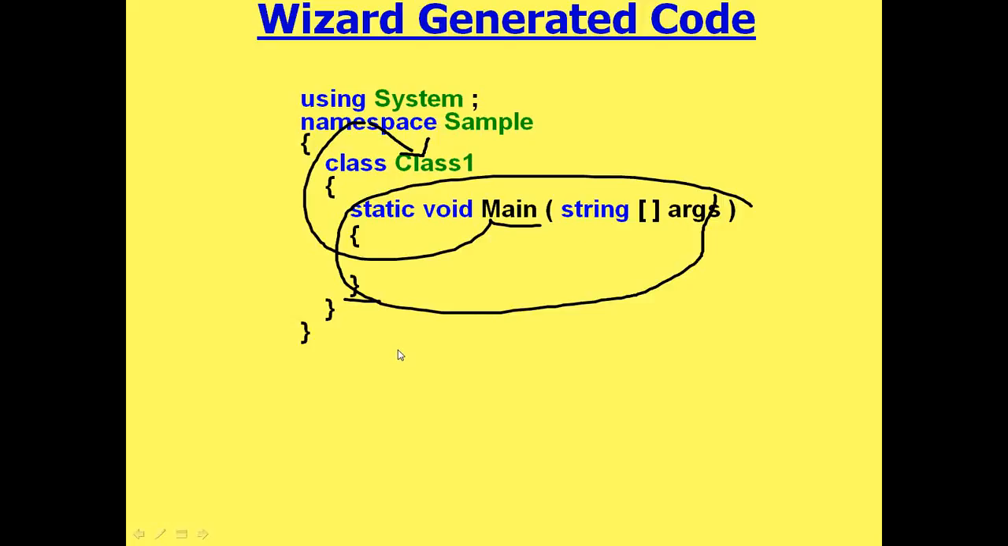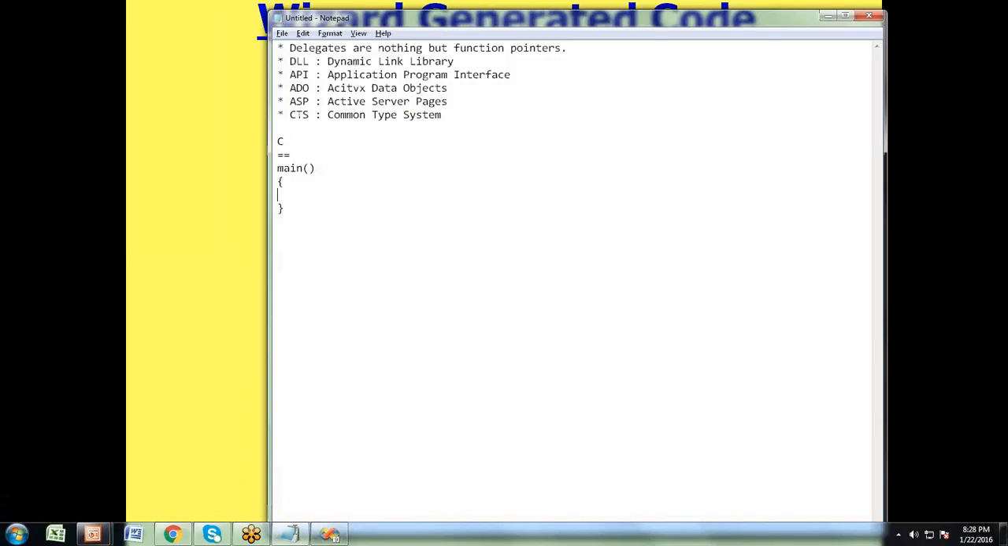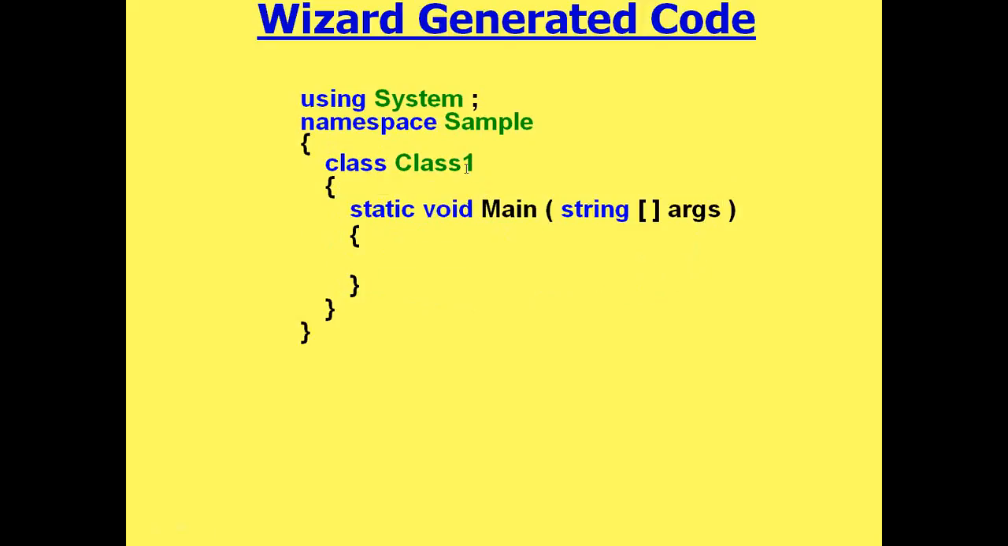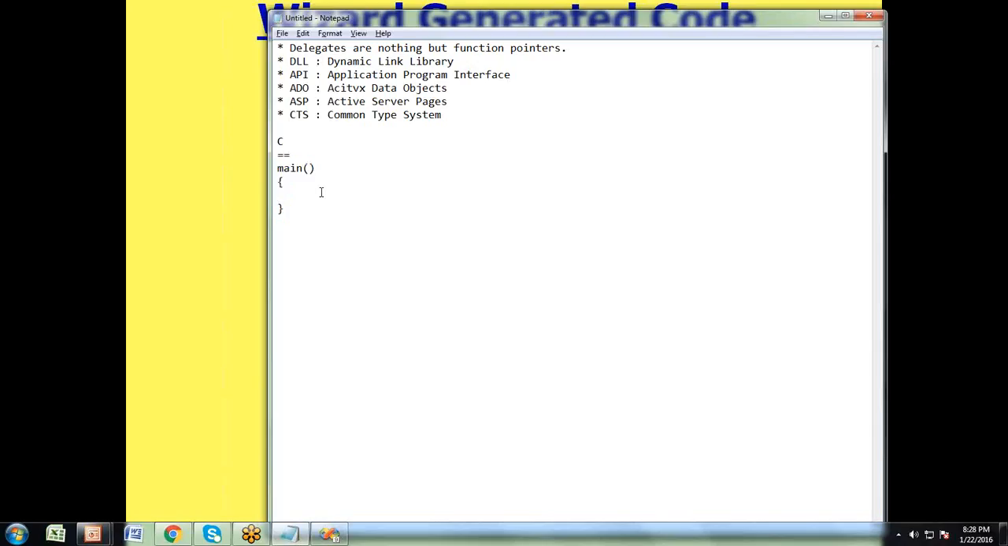So here, as I told, every C program begins with main and every C program ends with main, right? Similarly, here also in console application, every program begins with main and ends with main. But the main is always enclosed within a class. Now, suppose for example, in C language, if you want to print a message hello, what you will do?